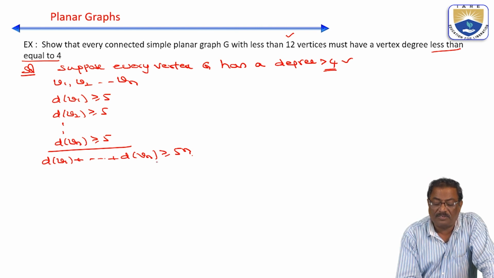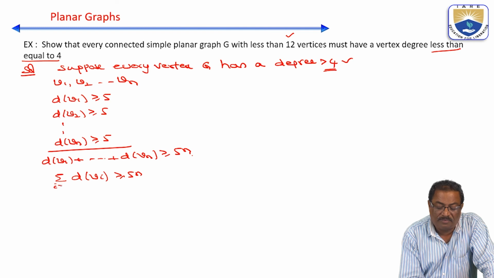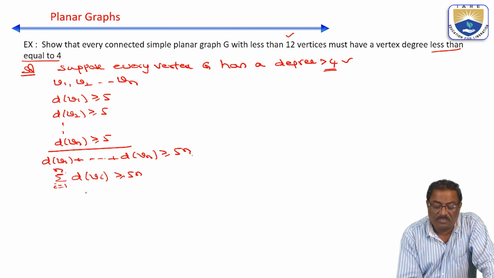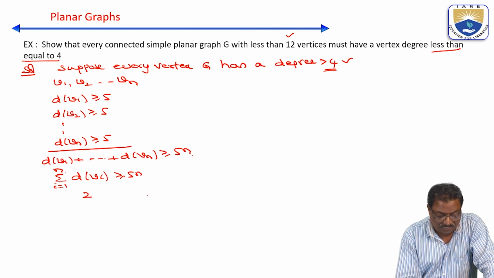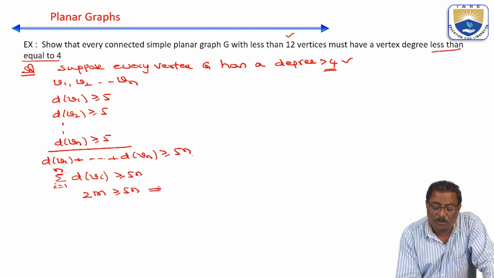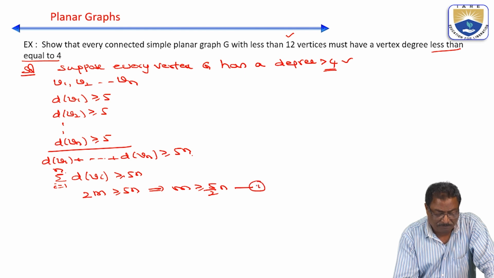This is by the handshaking property. This is the sum of the degrees of all vertices. So the sum of degree of vi, i equals 1 to n, is greater than or equal to 5n. Now this is 2 into the number of edges. If it has m edges, then 2m is greater than or equal to 5n. So I get m is greater than or equal to 5n by 2. Call this equation 1.